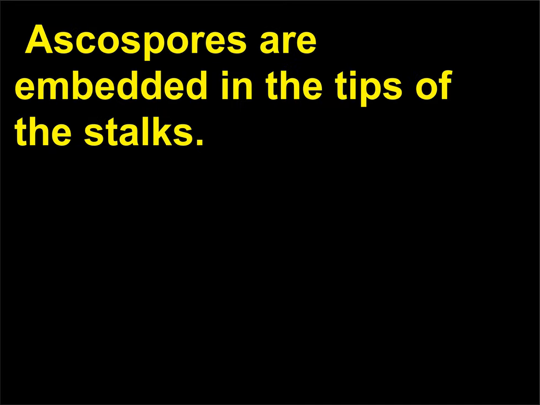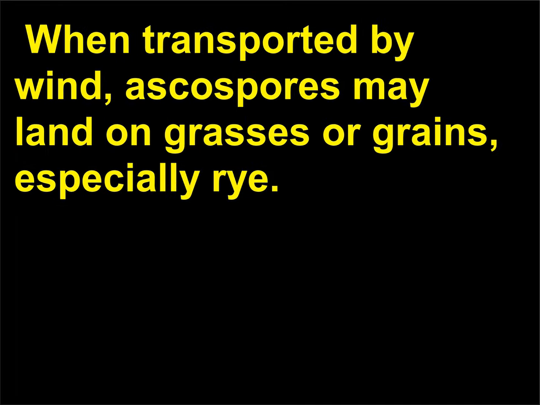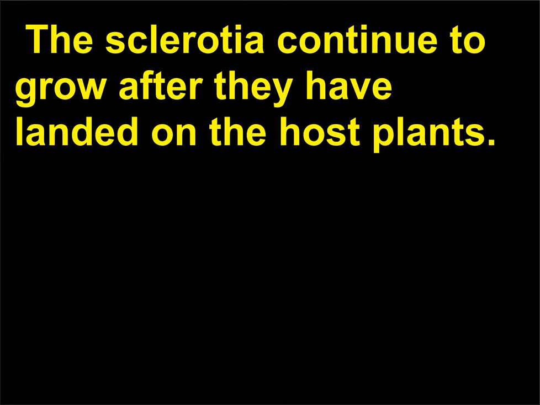Ascospores are embedded in the tips of the stalks. When transported by wind, ascospores may land on grasses or grains, especially rye. The sclerotia continue to grow after they have landed on the host plants.